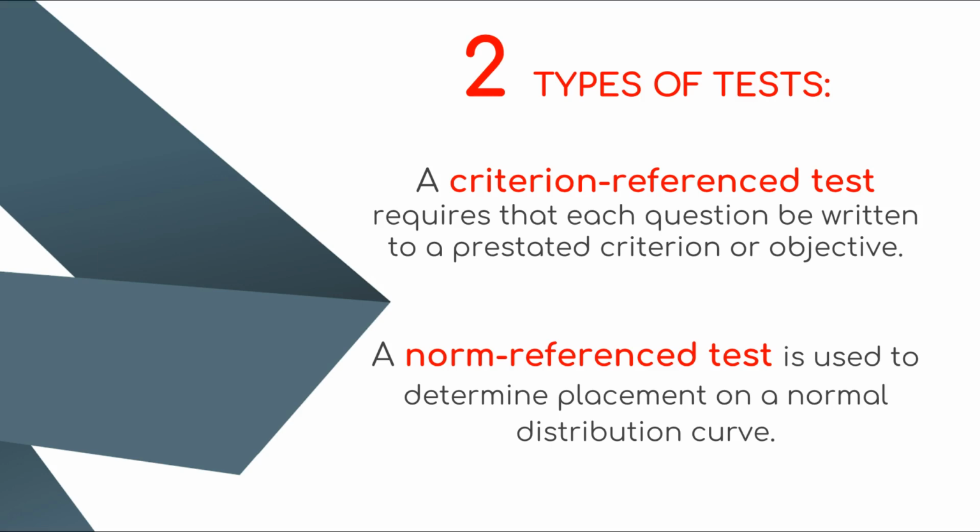On the other hand, norm reference tests are the second type of assessment, and they're different because the results are used to measure placement on a normal distribution curve. These sorts of tests are often given at the beginning, middle, or end of the year to determine how students measure up within a population of students. Some examples of the norm reference tests are reading level tests or height-weight charts for children's growth.